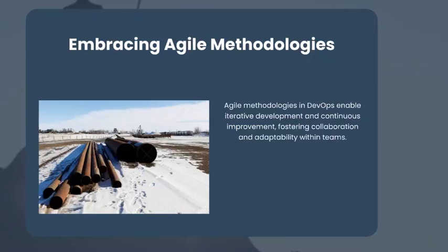DevOps also embraces agile methodology. What is agile methodology? When you have DevOps, you can do iterative development, which is continuous improvement. Whatever you have done previously, you are improvising on top of that, and while doing the improvisations you are not breaking the old feature which was working fine, which is one of the core issues we face. It fosters collaboration and adaptability within teams. With time, people also adapt and change.